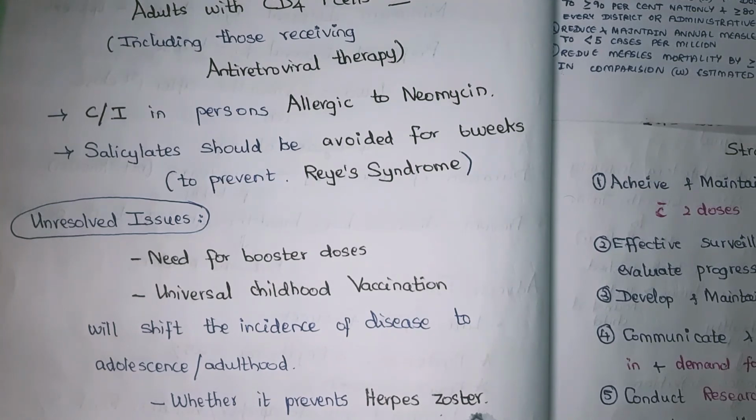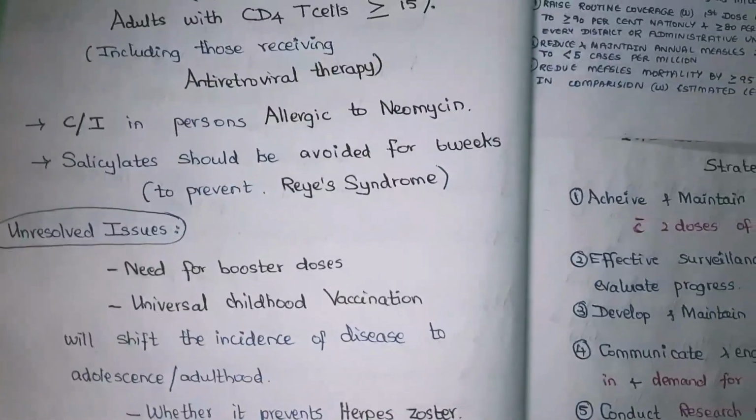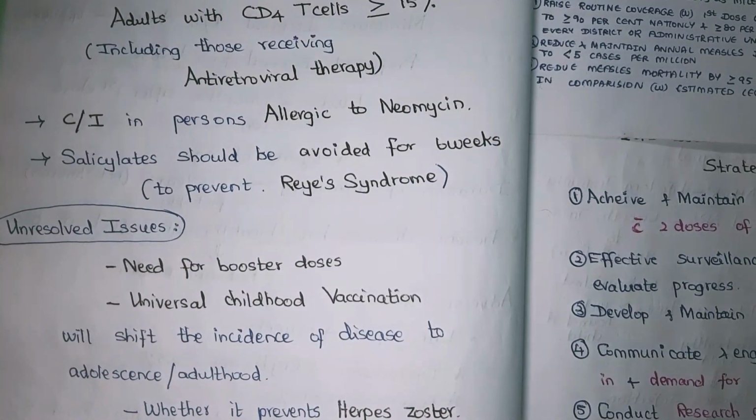Then unresolved issues. These are unresolved because we don't know whether booster doses are necessary or not. Then universal child vaccination may shift the incidence of disease to adolescence or adulthood. We don't know whether giving vaccination in childhood shifts the incidence of disease to adulthood or adolescence, where it can be very severe, as we have already seen that in adults the disease is more severe than in children. And then whether it prevents herpes zoster or not. These are the unsolved issues in chickenpox.